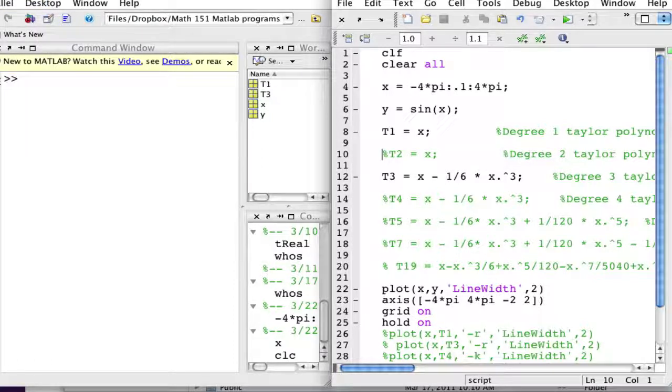And then I have the third degree. Does that look familiar? x minus 1/6 x cubed, right? And then the fifth degree is x minus 1/6 x cubed plus 1 over 120 x to the fifth. That's exactly what we got, right? Do you guys agree? Yes? You guys with me or without me?